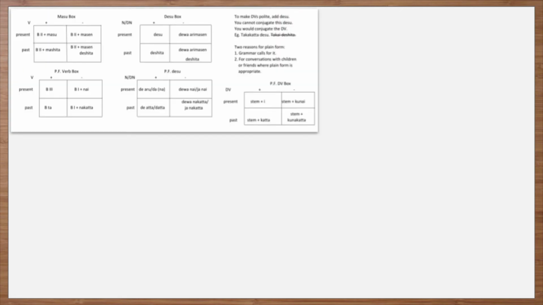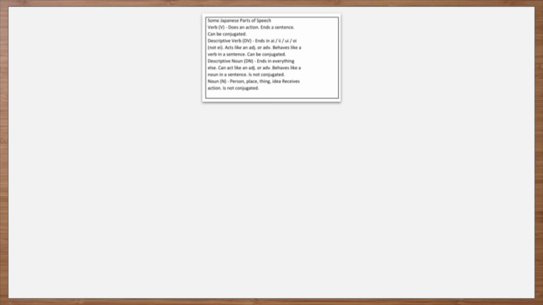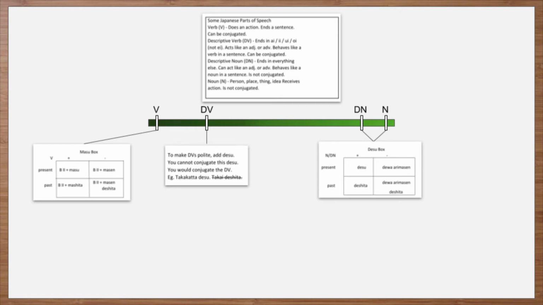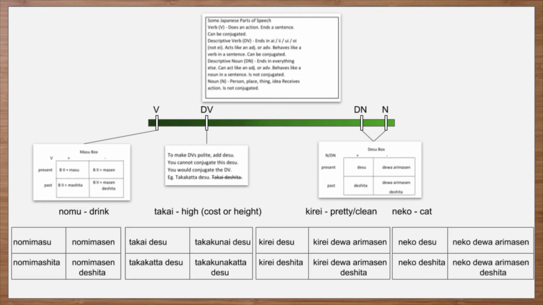Now the upper half of this section. It's the same thing we just did, but for the polite form. So here are the parts of speech if you need a reference, and the spectrum of those words. These boxes are how we make plain words polite. We'll use the same example words, nomu, takai, kirei, and neko. The masu box is for verbs.